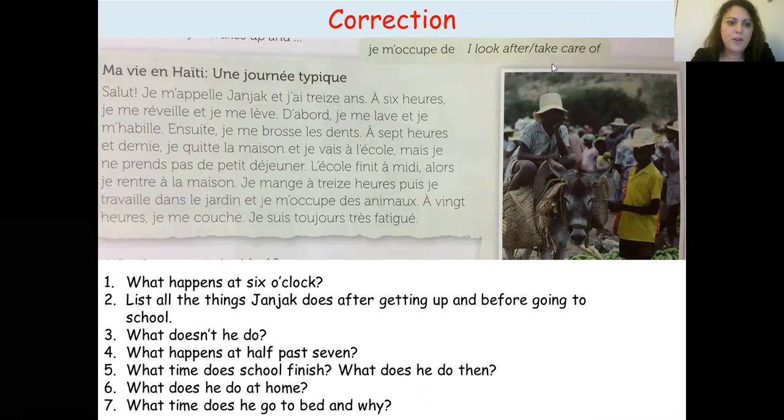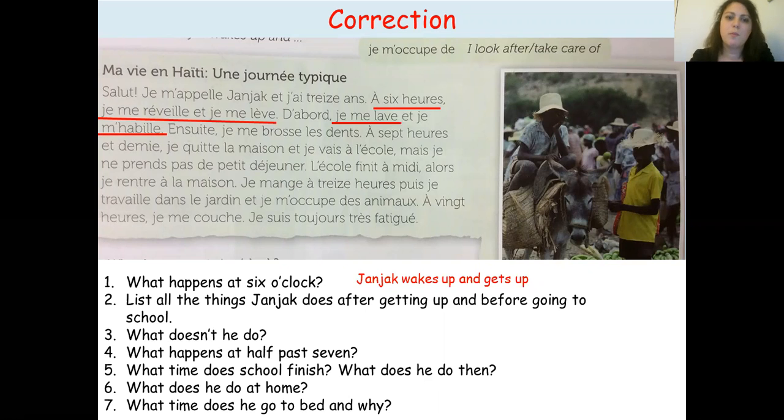So first one, what happens at 6 o'clock? 6 heures, we know 6 o'clock is 6 heures, which is highlighted now in the text. Je me réveille et je me lève, meaning I wake up and I get up. So the answer was Jean-Jacques wakes up and gets up. List all the things that he does after getting up before going to school. So here we've got d'abord je me lave. First of all, I wash myself. Et je m'habille is I get dressed. Ensuite, which means then, je me brosse les dents is I brush my teeth. So the answer is he washes himself, he gets dressed and brushes his teeth.